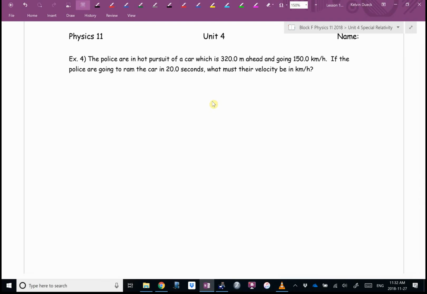The police are in hot pursuit of a car. The car is 320 meters ahead, and it's going 150 kilometers per hour. If the police are going to ram the car in 20 seconds, what must be their velocity in kilometers per hour? What's this question asking me to find? James, what's this question asking me to find?